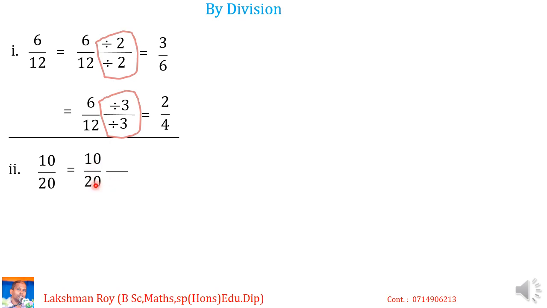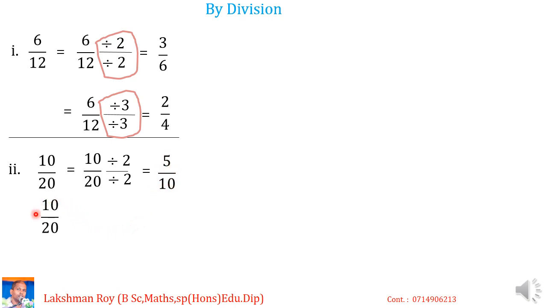10 and 20 both can divide by 2, right? So that means 10 can divide by 2 and 20 can divide by 2. Same number, see here. Now you can write the answer. How? 10 divided by 2, that is 5. 20 divided by 2, that is 10. So this is one equivalent fraction, right?